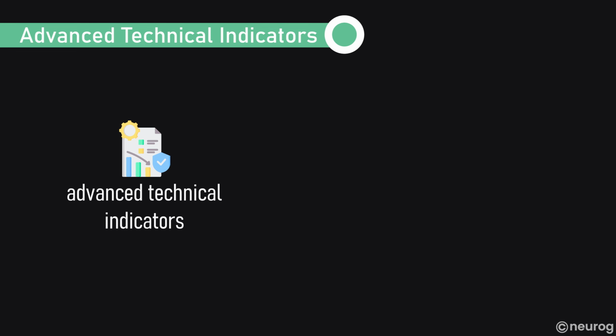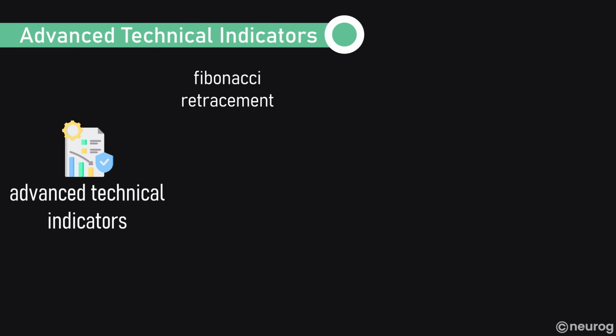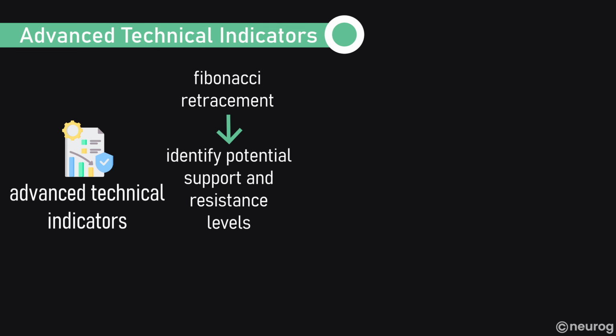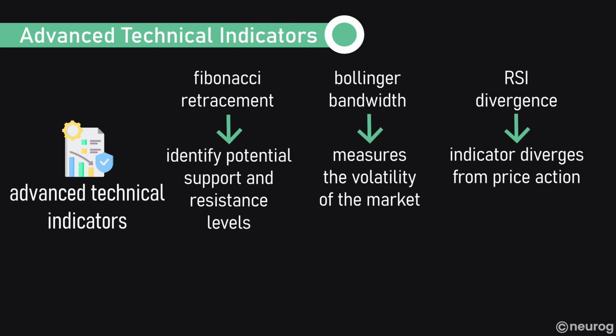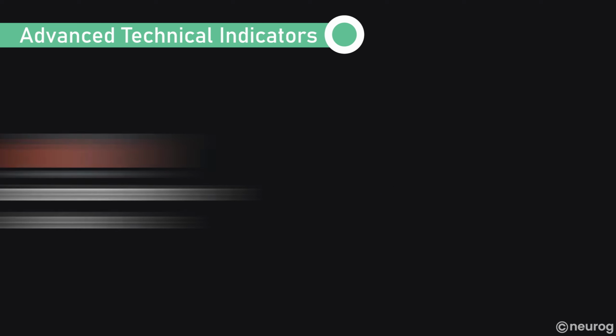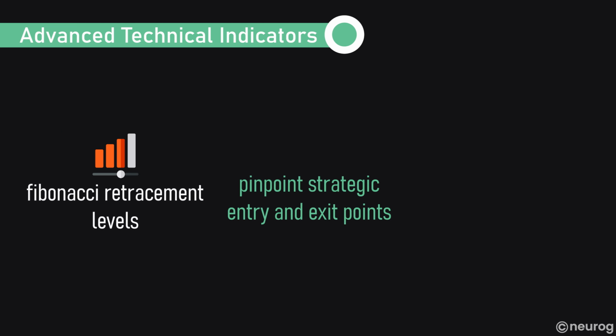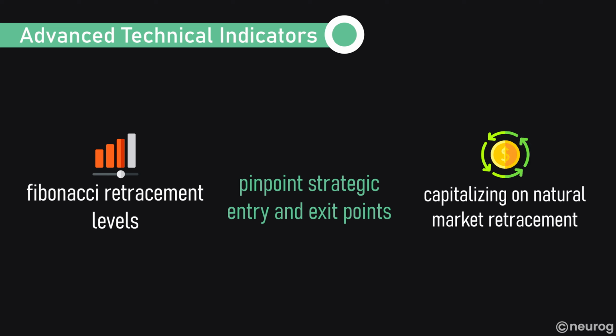Advanced technical indicators include tools like Fibonacci retracement, used to identify potential support and resistance levels, Bollinger bandwidth, which measures the volatility of the market, and RSI divergence, where the indicator diverges from price action, often signaling a potential price reversal. Traders might use Fibonacci retracement levels to pinpoint strategic entry and exit points, capitalizing on natural market retracements.